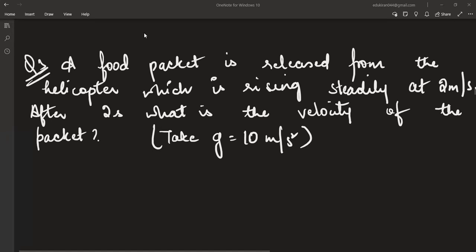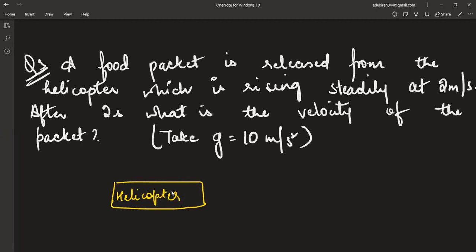Did you try the question? See, when it says a food packet is released from a helicopter which is rising steadily at 2 meters per second, it means this is the helicopter. This helicopter is itself going upwards with 2 meters per second velocity. Now, if a food packet is released, what do you think should be the velocity of the food packet? If it is released from the same helicopter, what should be the velocity?